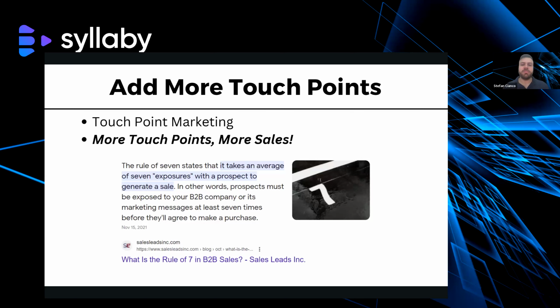So this is called touch point marketing. For example, if you already have a website, if you already have an email list and you're not doing automated webinars, this is the perfect additional touch point to add if you're not at 7 yet.